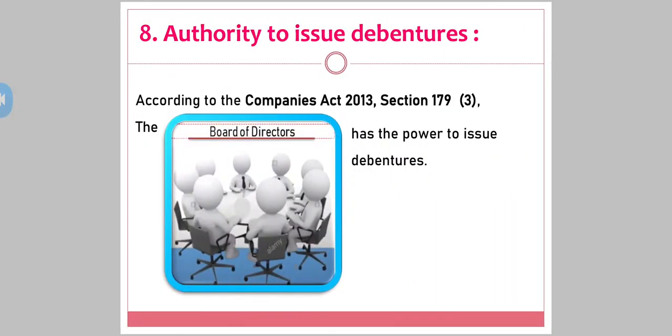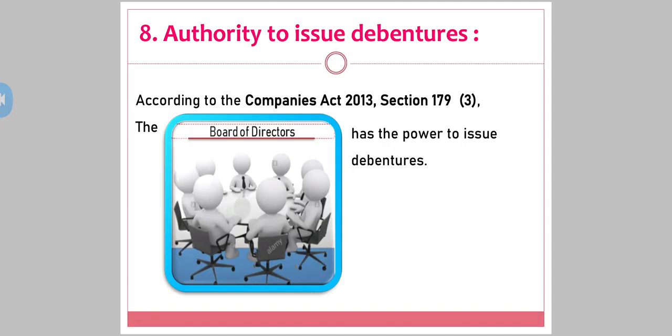The eighth point here comes as authority to issue debentures. Who has got the authority? Who has got the power to issue debentures? Now let's take a general example. Who manages the company on behalf of equity shareholders? Board of directors. Who takes the proper decision on behalf of equity shareholders? Board of directors. So yes, according to the Companies Act 2013, section 179(3), the board of directors has the power to issue debentures.